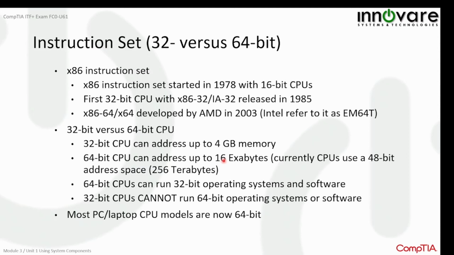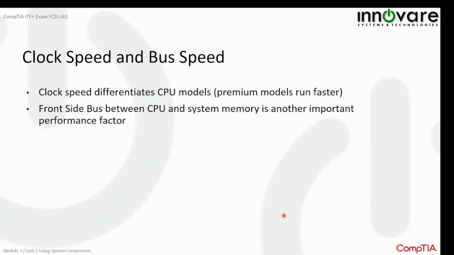Now, another thing that we need to be aware of is clock speed and bus speed. The speeds differ across different models of CPUs. And of course, the faster the clock speed, the better the performance. And the front side bus between the CPU and system memory is another important performance factor that we need to be aware of.